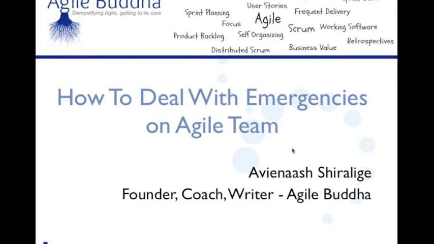Team. And definitely one of the ways we could achieve agility within the organization, one of the most popular ways, is using Scrum. So my focus would be on how to really handle emergencies on a Scrum team, and we'll talk in detail about different approaches that we could take.